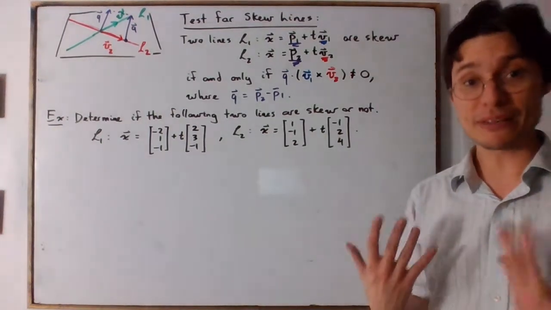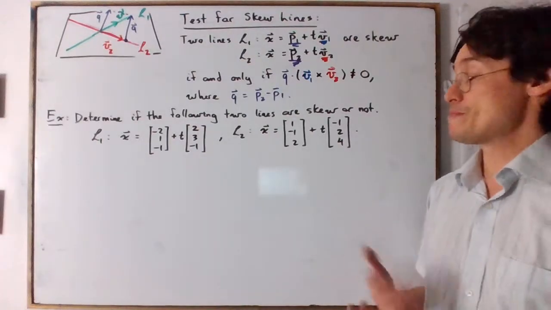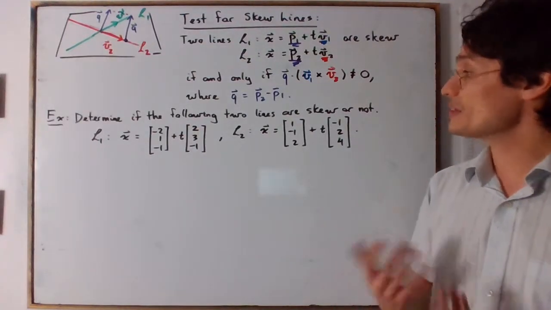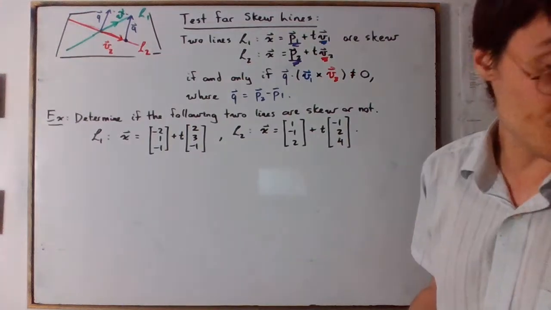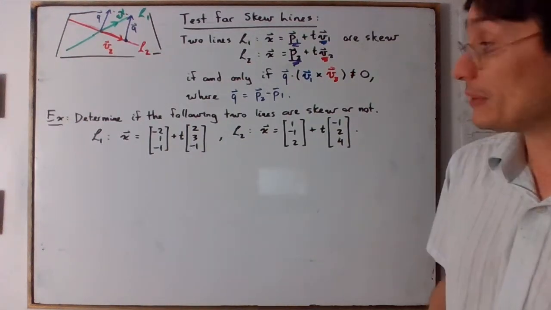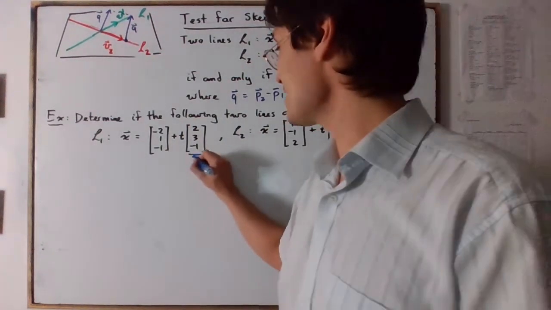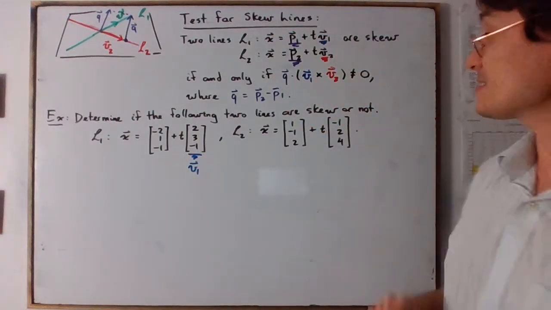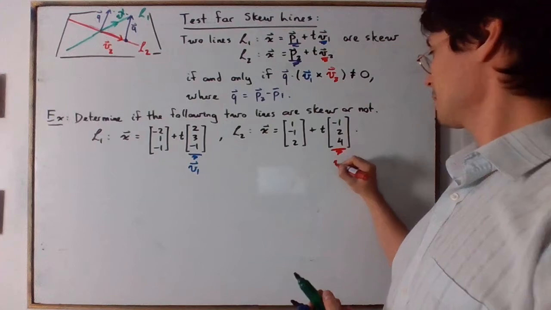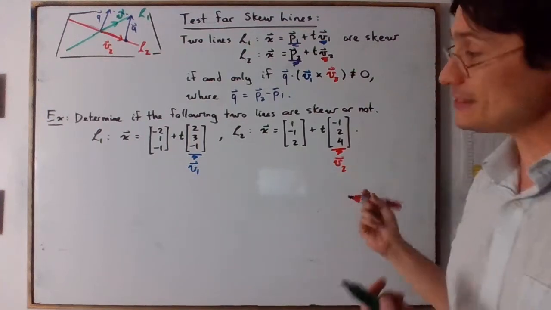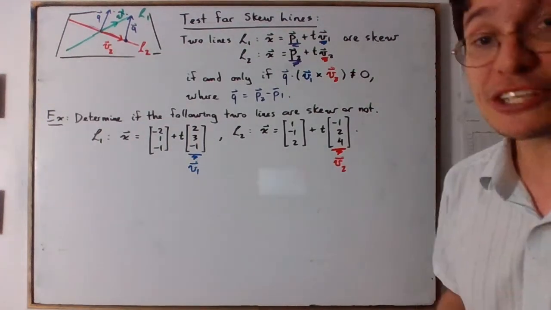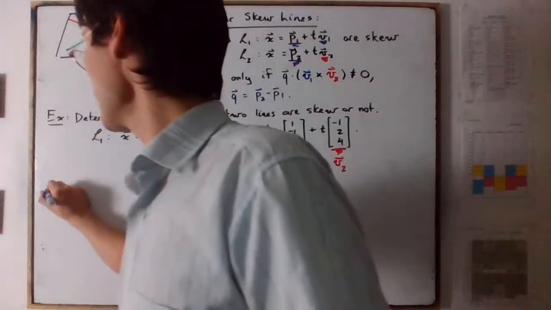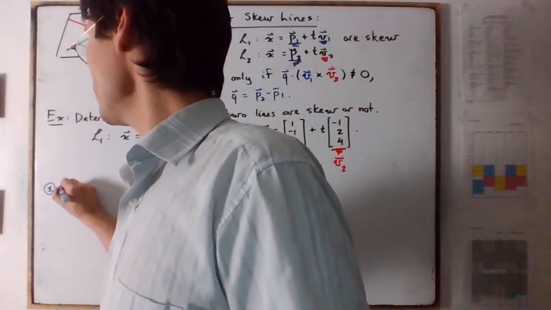All right, very similarly to the other problems in the section, the only thing you want to do is engineer what you need to solve the problem. As you can see, this is V1, we have it already, and this is V2. The only thing that's left is we want to find Q. So step number 1 is to find Q.